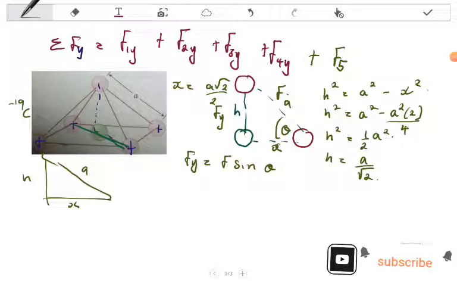All right, so we can just use a and h, saying that sin theta is equal to opposite over hypotenuse. Sin theta is equal to h over a, where theta is this angle. So if that's the case, what's h? H is a over the square root of 2.